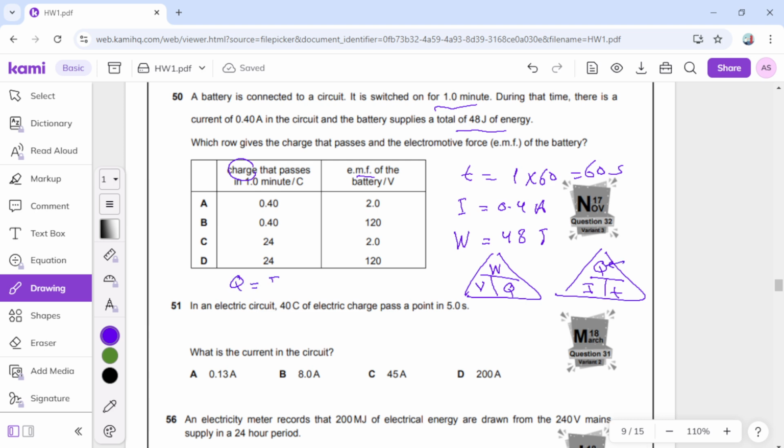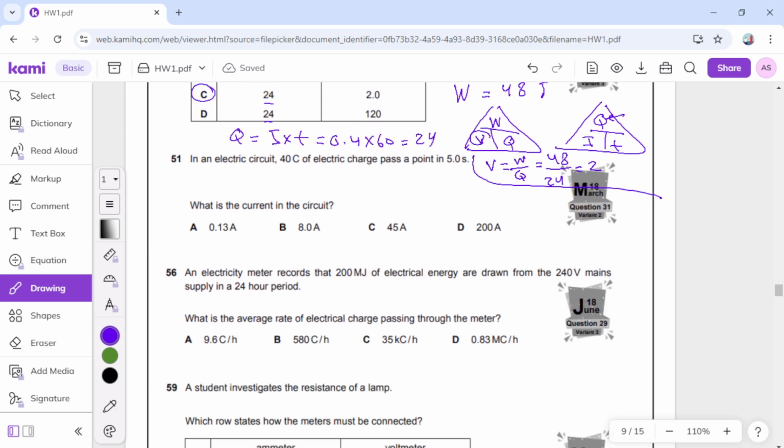Charge equals I multiply time, means 0.4 multiply 60 equals 24. So the answer is 24 for charge. We have 24, so we have to find EMF. What is EMF? W over Q, work over charge. So now we must find electromotive force V. V equals W over Q, okay, W is 48 over 24 equals 2, so the correct answer is C.